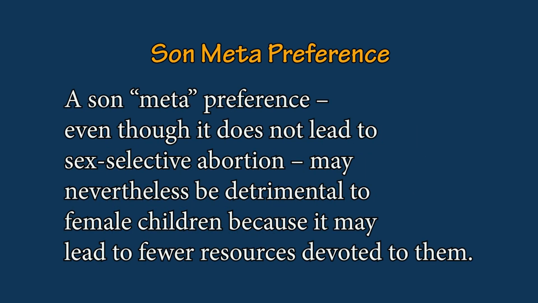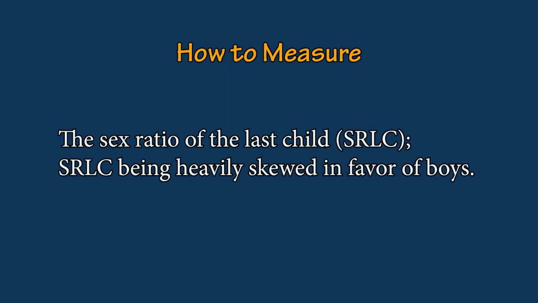Son meta-preference means that even though it does not lead to sex-selective abortion, it may nevertheless be detrimental to female children because it may lead to fewer resources devoted to them. How to measure son meta-preference? One measurement is that the sex ratio of the last child, SRLC, gives us a good measurement for son meta-preference.